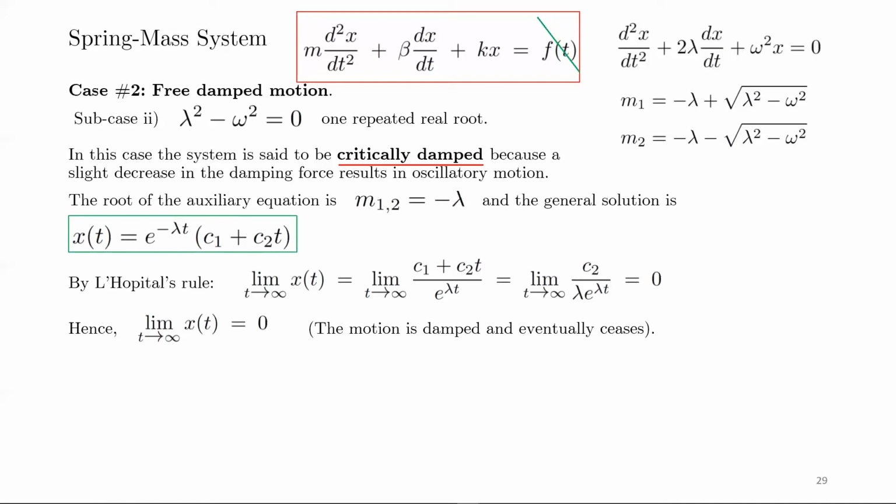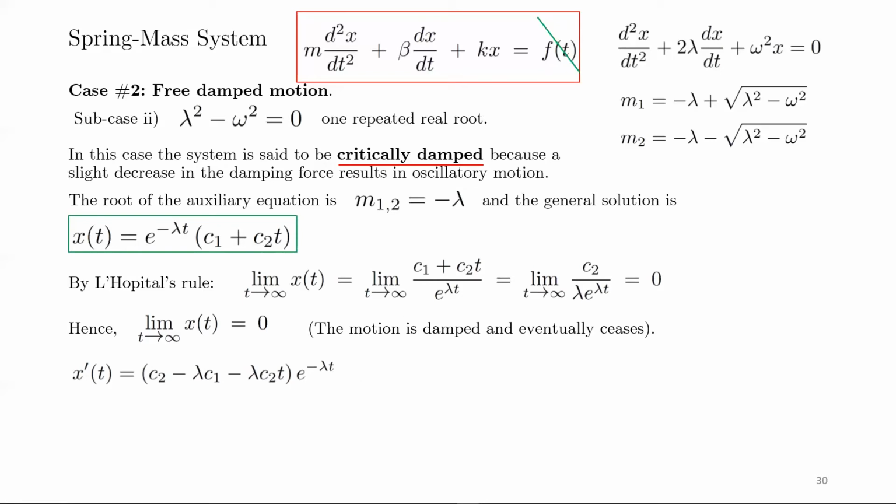Okay, let's take the derivative of this to see where we get maxima and minima. We have a product rule here, right? We have an exponential of minus lambda t times c1 plus c2 times t, so we have a product rule to account for. If you take the derivative of this, then you get c2 minus lambda c1 minus lambda c2 times t, all multiplied by e to the minus lambda t.